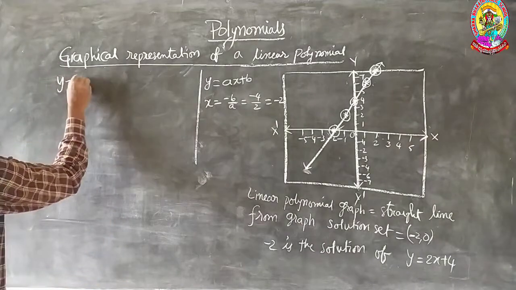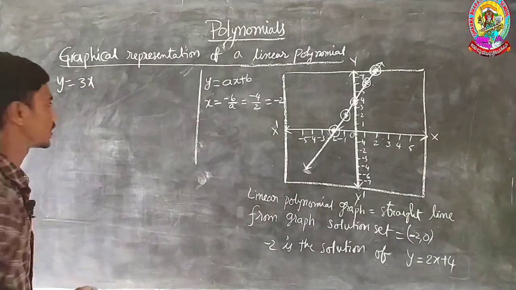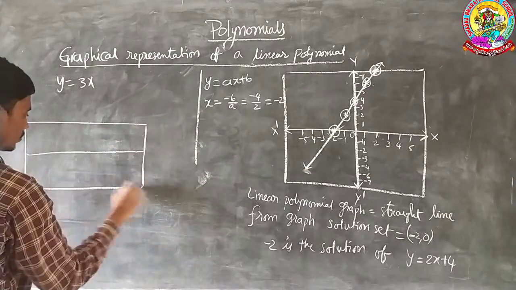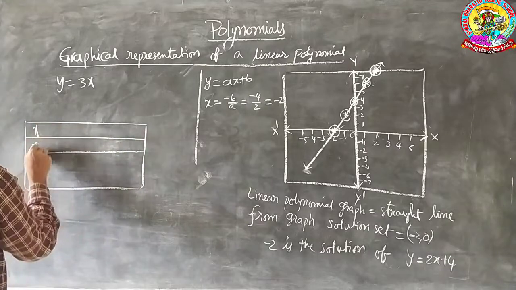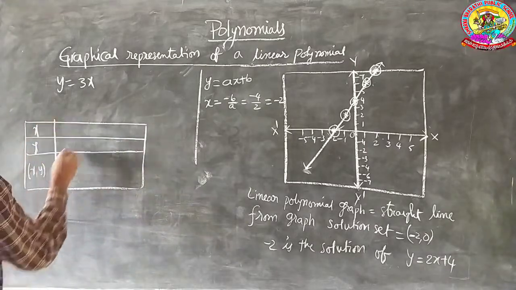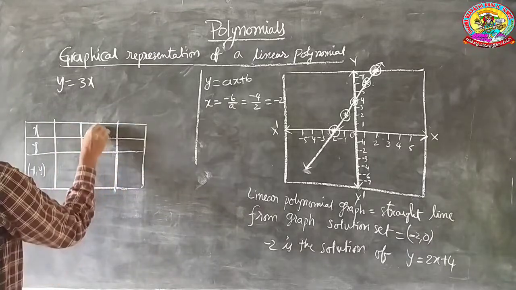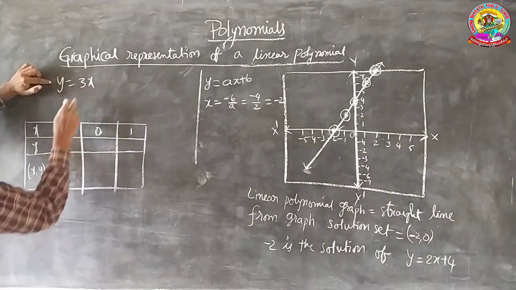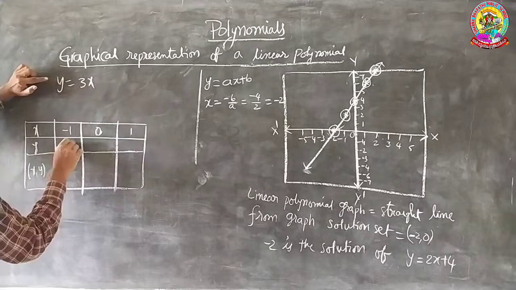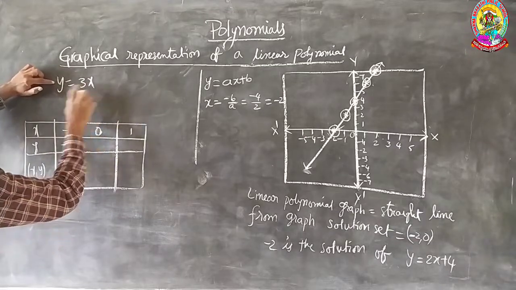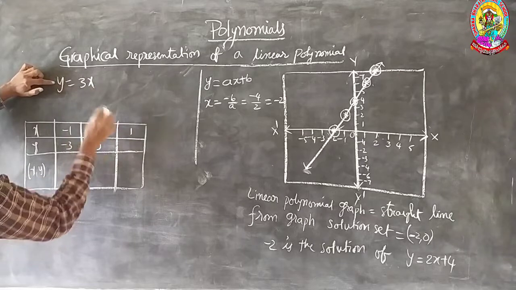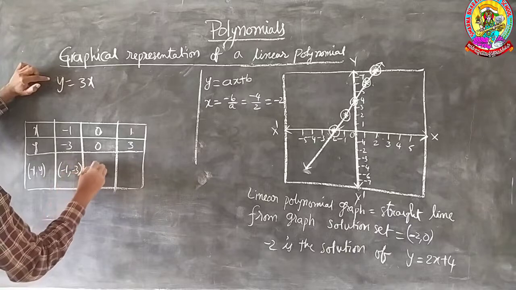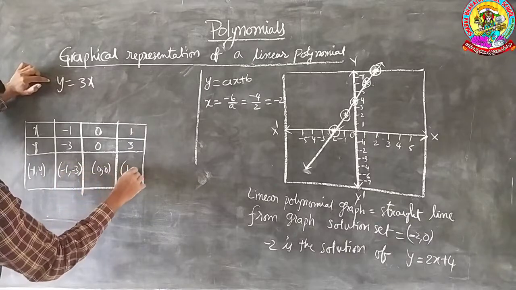So now take another graph. Y is equal to 3x. If you want to draw this graph, take x, y. If you insert x is equal to minus 1, y is minus 1 into 3, minus 3. If x equal to 0, y is also 0. If x equal to 1, y is equal to 3. So the points are minus 1 comma minus 3, 0 comma 0, 1 comma 3.